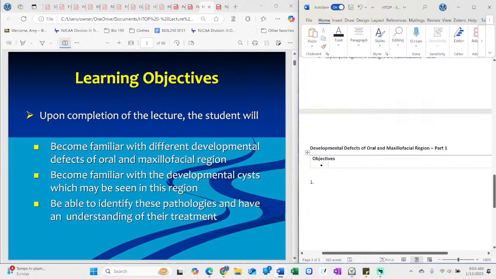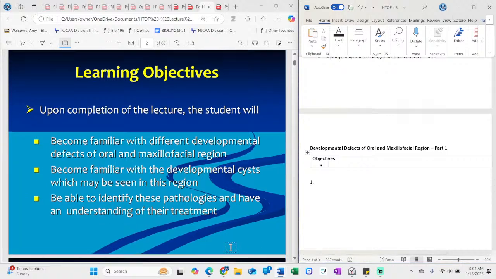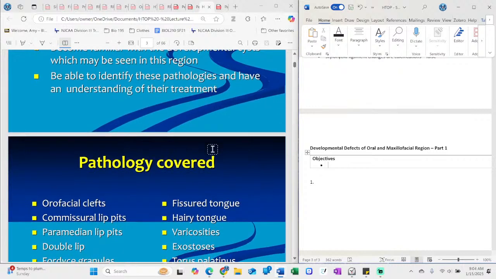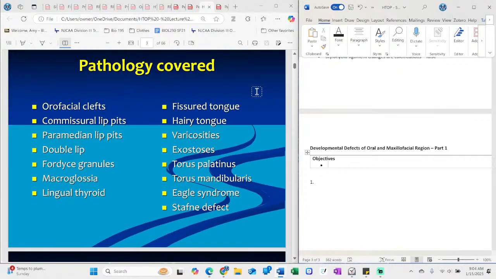So these are the learning objectives. You can go over these later. These are the topics that will be covered. I will not be able to cover the entire thing today, but I will talk and do up to this.